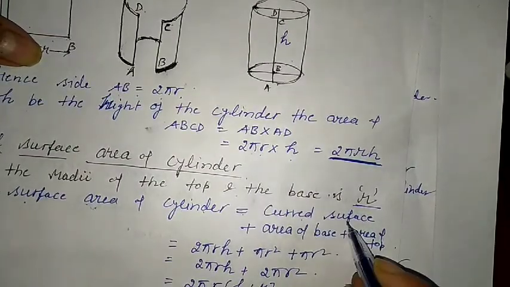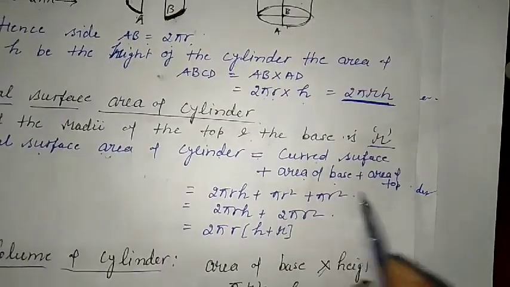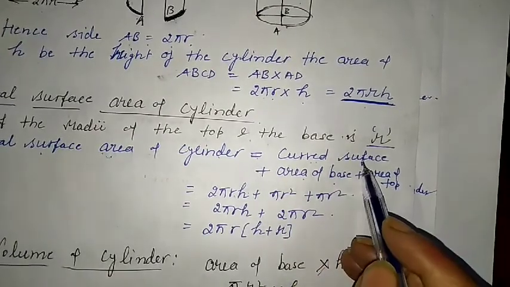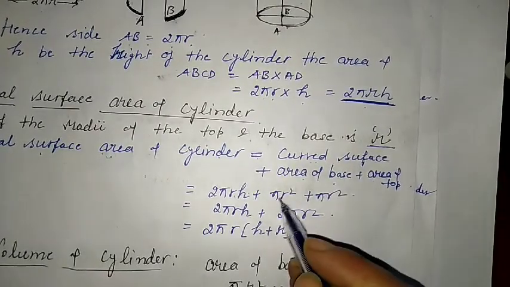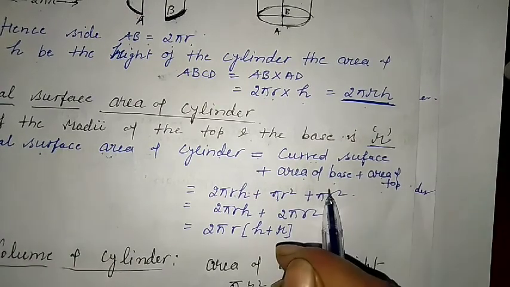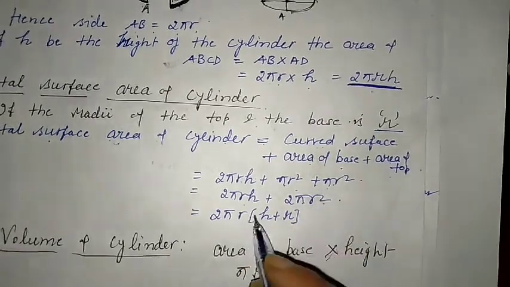So total surface area of the cylinder equals curved surface area plus area of base plus area of top. The curved surface area we already have as 2 pi r h. The area of the base is pi r square. The area of the top is again pi r square because the radius is the same. Now the 2 pi r h becomes 2 pi r square.